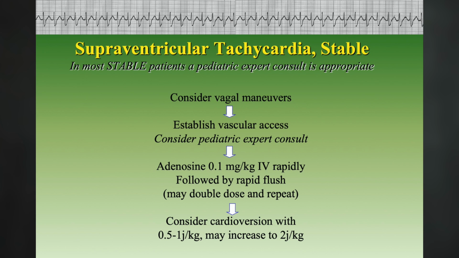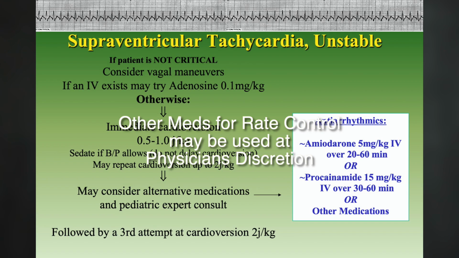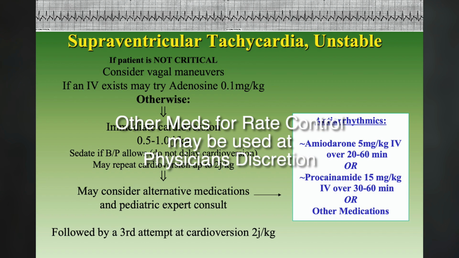If the patient remains in SVT, or at any time if the patient becomes unstable with SVT, that is, signs of poor perfusion, the treatment is just like ventricular tachycardia. Synchronized cardioversion, 0.5 to 1 joule per kilogram, repeated at double that dose if needed, and after the third dose, going back to trying medication, or trying medication for the first time if the patient is unstable.